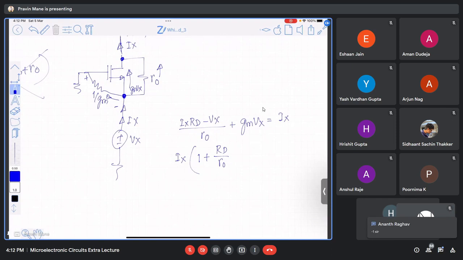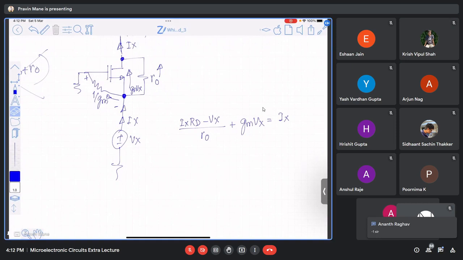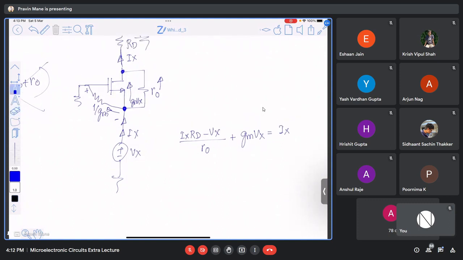Sorry, just one minute. It should be Vx minus Ix RD. Current is flowing in the up direction, right? So it should be Vx minus Ix RD, divided by RO, right?